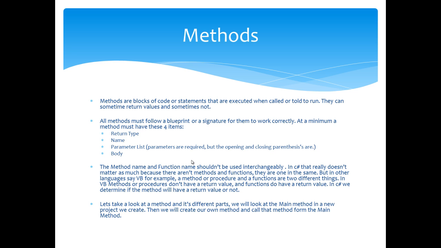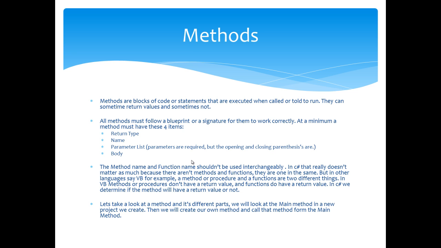But in other languages like Visual Basic, for example, a method or procedure is what they're called, and a function are two different things. In VB, methods don't have a return value, and functions do have a return value. Well, in C#, we determine if a method is going to have a return value or not. So that's why sometimes I'll use them interchangeably, and really you shouldn't. They're really called methods. If I do use them interchangeably, I do apologize for that.